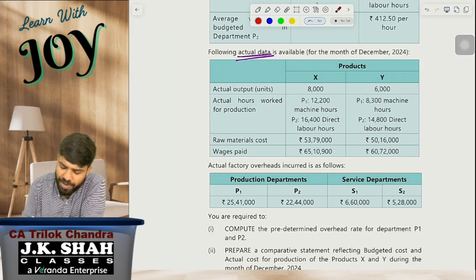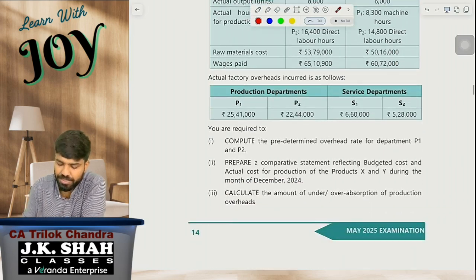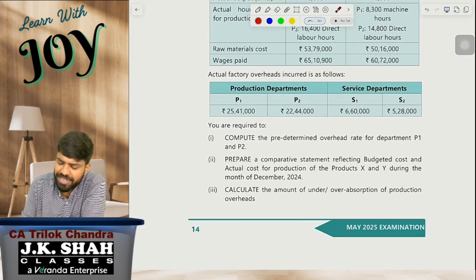Actual hours worked for production. In P1 department, total machine hours is 12,200, 8,300. In P2 department, labor hours is 16,400, 14,800 direct labor hours. Raw material cost and wage cost are given. These are the totals. Okay, next. All factory overheads incurred are as follows: P1, P2, S1, S2 given.